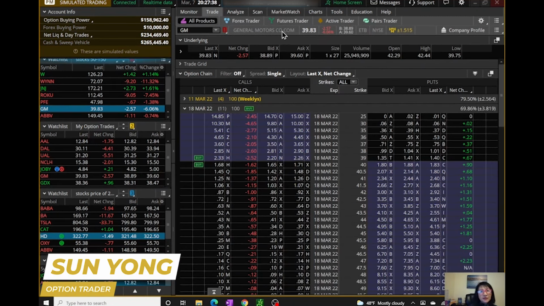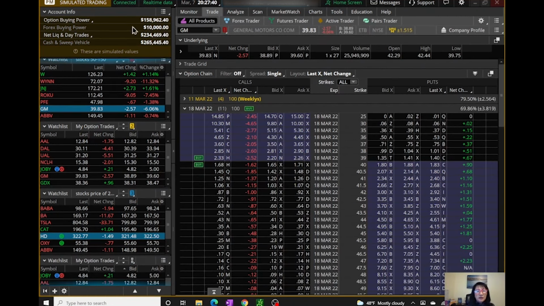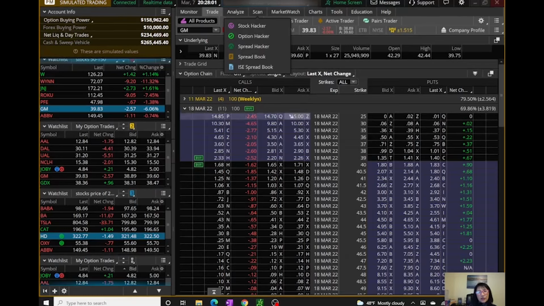Okay, this is paper money, so they'll give you $200,000 again, and I've been doing some trades here for classes, but this is how you log on. So here's the ThinkorSwim platform, and your main page screen is always Monitor.